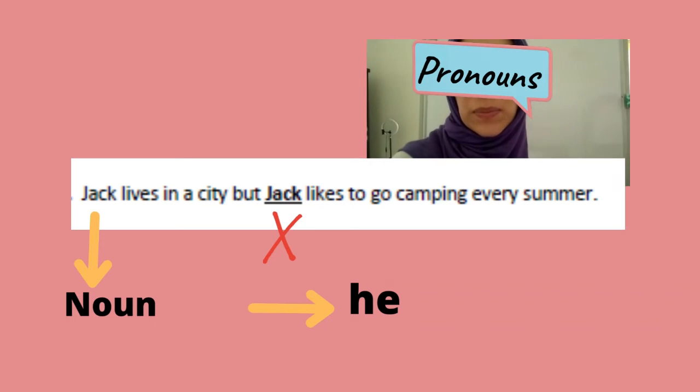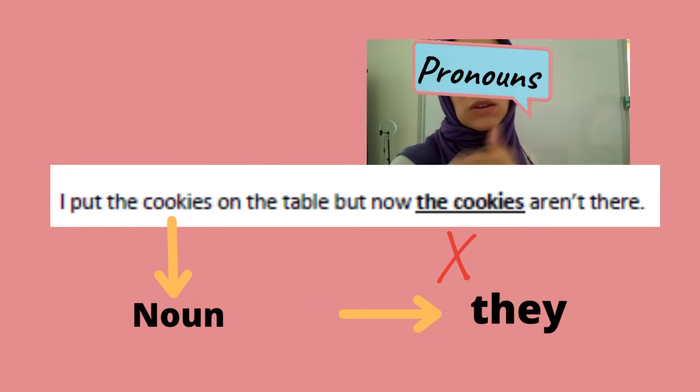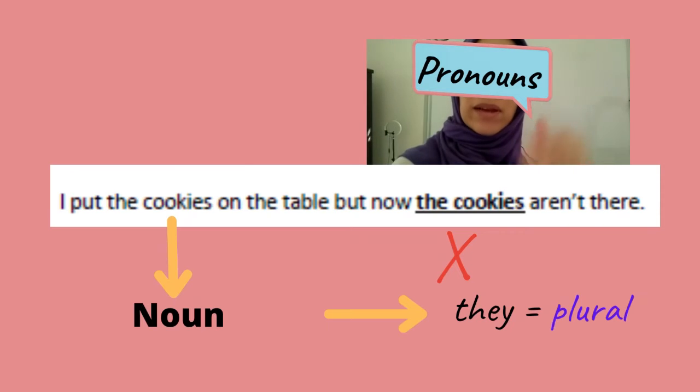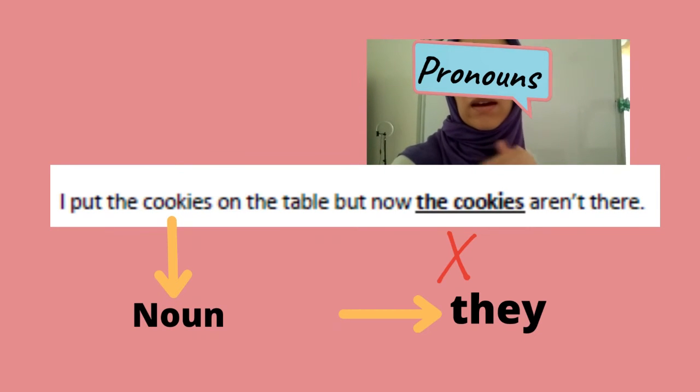Sentence number 3. I put the cookies on the table, but now the cookies aren't there. The first part of the sentence uses cookies. And so what we need to do is that we need to replace the second cookies with they. Why they? Because they is a replacement for plural subject. So it will be, I put the cookies on the table, but now they aren't there.